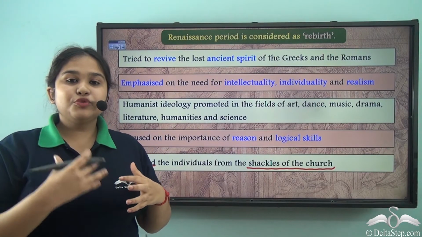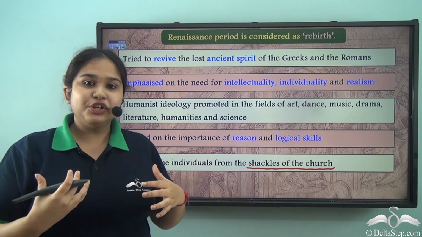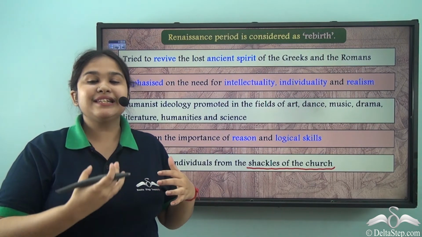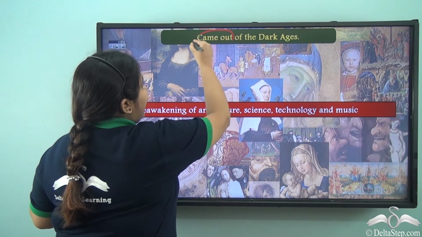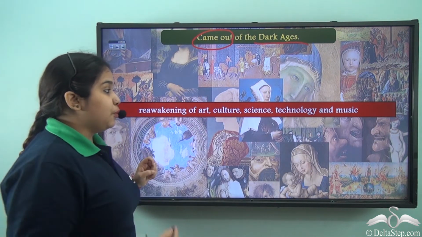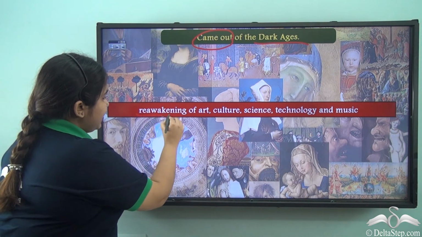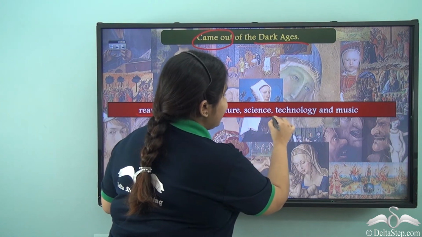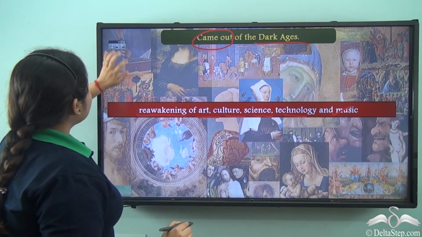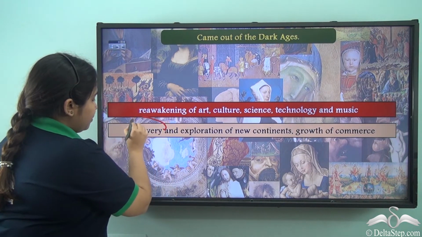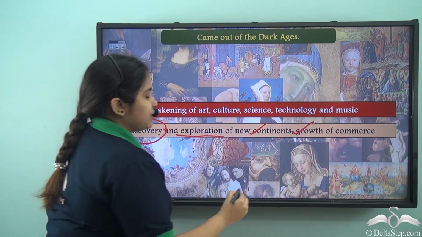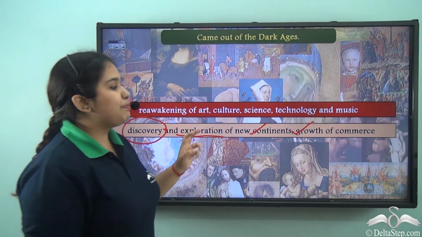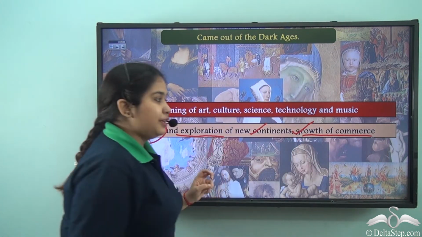So in a way, this was the phase which saw the rebirth of the antiquity, coming back of the peace and stability, right? Thus they were coming out of the dark ages that had begun with the 4th century. Now, there we see a reawakening of art, culture, science, technology, and music. We also viewed the discoveries and explorations of new continents and the growth of commerce. Of course, none of these things would be possible if the trade routes weren't re-established.